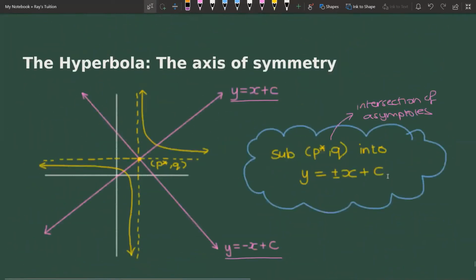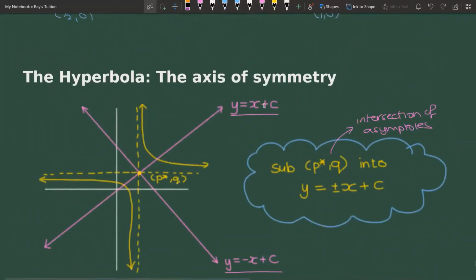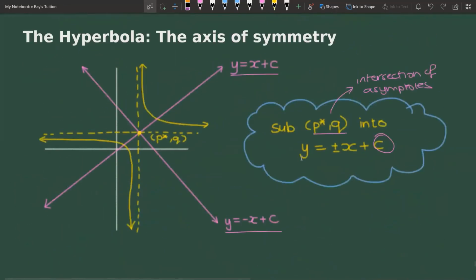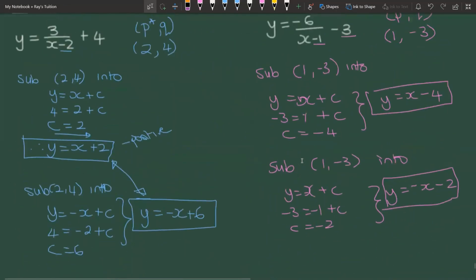So the axis of symmetry, the equation that we have is y is equal to x plus c or negative x plus c, and we want to solve for c. To get c, what we're going to do is substitute the intersection of our asymptotes, and then we will be able to get it. Please, if you have not understood it, watch it again until you have made sense of how we get the axis of symmetry.